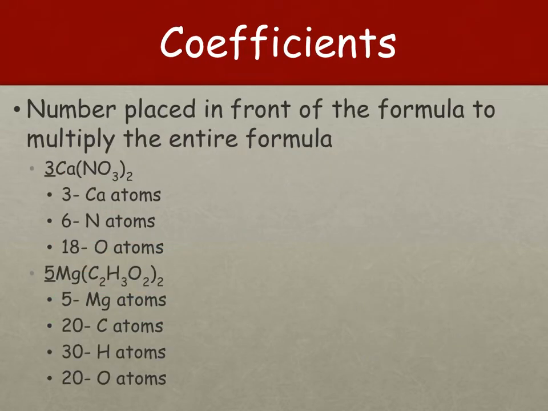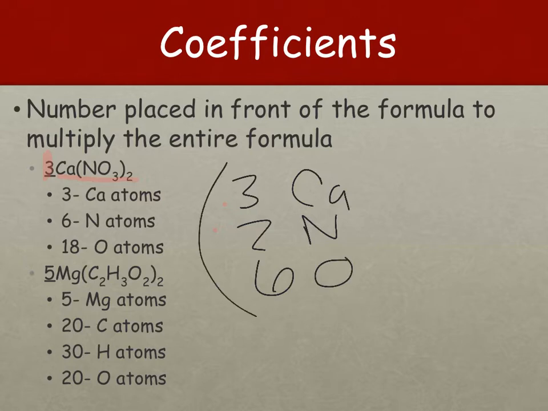So now that you've finished the top half of that worksheet, we can start practicing with the coefficients. The coefficients tell you how many molecules you have. In this case, we have 3 molecules of calcium nitrate. So that means inside calcium nitrate, there was 1 calcium, 2 nitrogens, and 6 oxygens. But I have 3 of those.